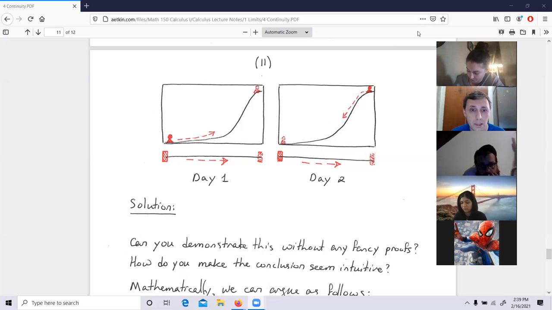What's f of zero? Well, the monk on day one at 7 a.m., that's the location. Yes, that's the location. But what is that according to my notation? Robert?